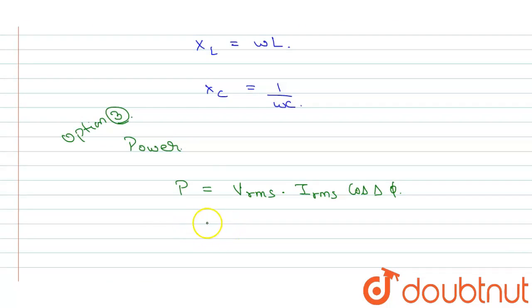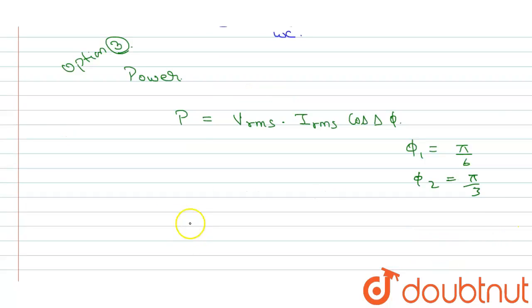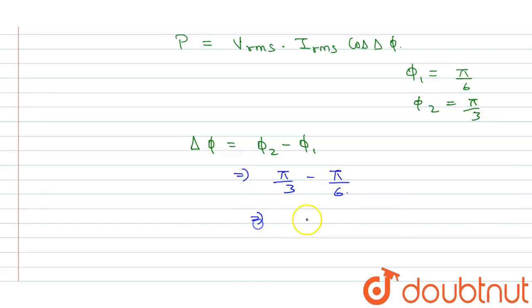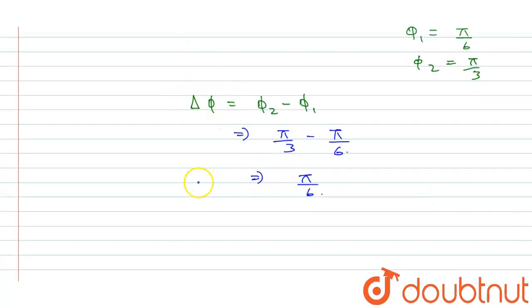Okay, so here we know that the value of phi 1 is equal to pi by 6 and phi 2 is equal to pi by 3, and delta phi is equal to phi 2 minus phi 1. So delta phi will be equal to pi by 3 minus pi by 6. When we solve this equation, we get pi by 6. So the value of delta phi is pi by 6.